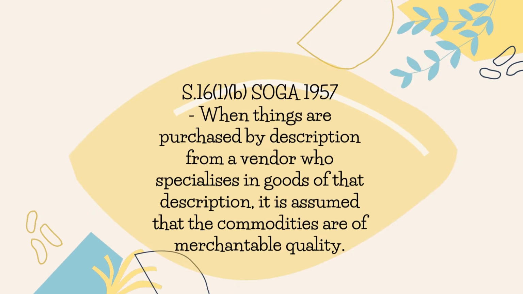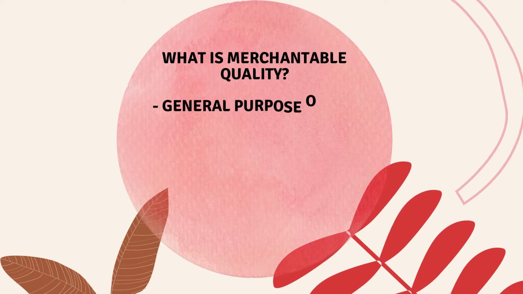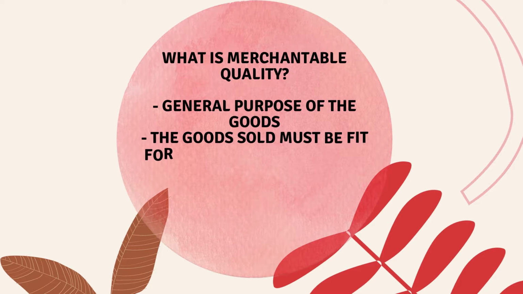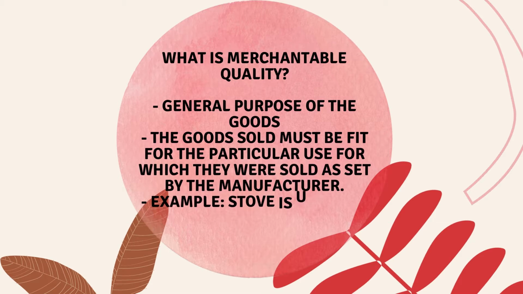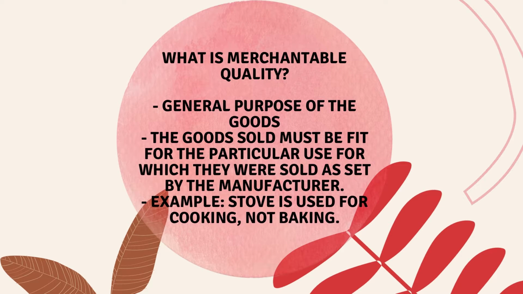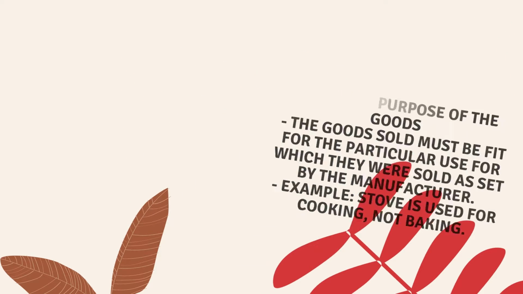Number 5, goods must be of merchantable quality. In Section 16(1)(b) SOGA 1957, where goods are bought by description from a seller who deals in goods of that description, there is an implied condition that the goods shall also be of merchantable quality. What is merchantable quality? Merchantable quality means that the goods sold must be fit for the particular use for which they were sold. It's the general purpose of the goods. The goods sold must fit the purpose for which it is made or sold as set by the manufacturer. For example, the stove can be used for cooking.